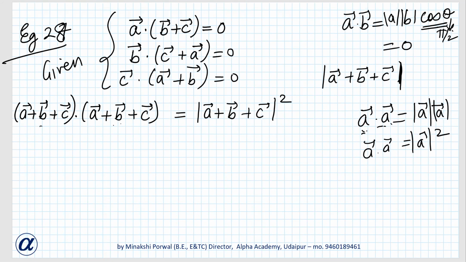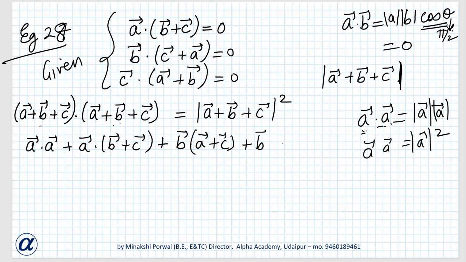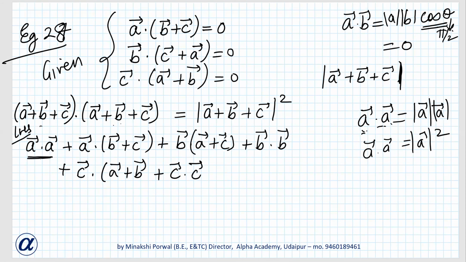Now when we expand this, we get A dot A plus A dot B plus C plus B dot A plus C plus B dot B plus C dot A plus B plus C dot C. I have expanded only what I have written in LHS. A dot A is magnitude of A the whole square. A dot B plus C, it is given that it is 0. So this term is 0.